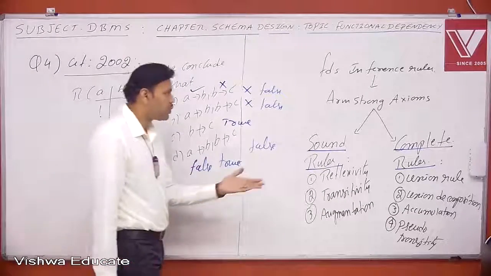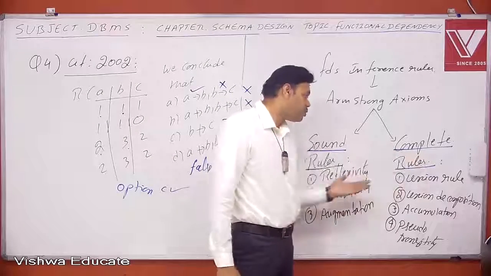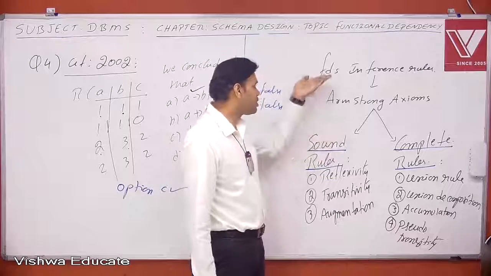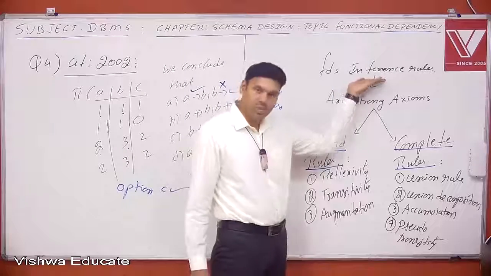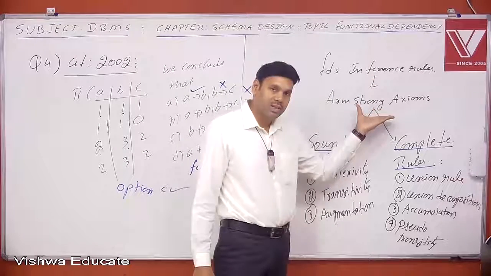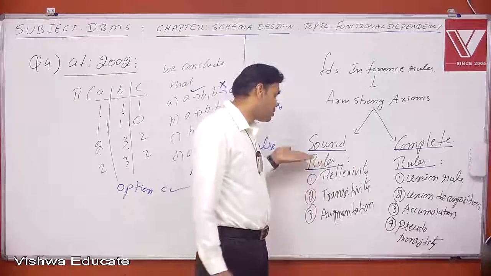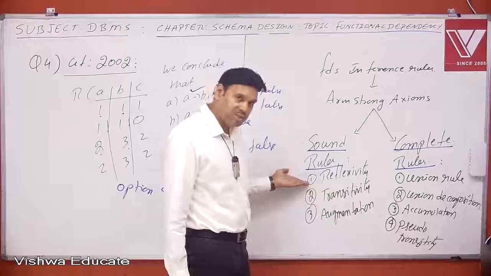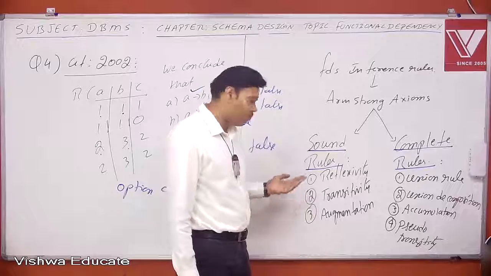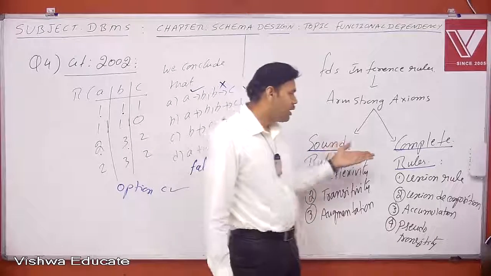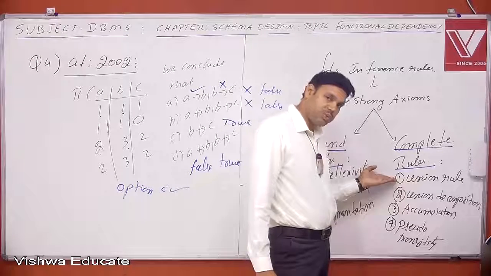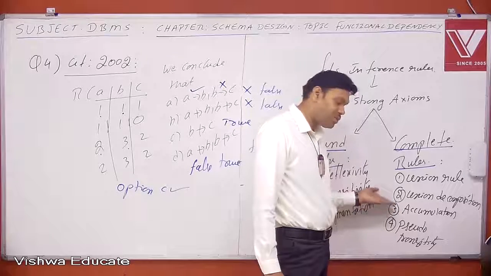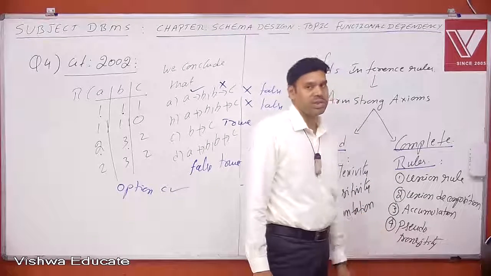Whatever examples we have proved so far, I have proved based on these rules only. So that's why these properties are known as functional dependency inference rules, also known as Armstrong axioms, which fall into 2 categories, sound rules and complete rules. Sound rules: number 1, reflexivity; number 2, transitivity; number 3, augmentation. And complete rules: number 1, union rule; number 2, decomposition rule; number 3, accumulation rule; number 4, pseudo-transitivity.